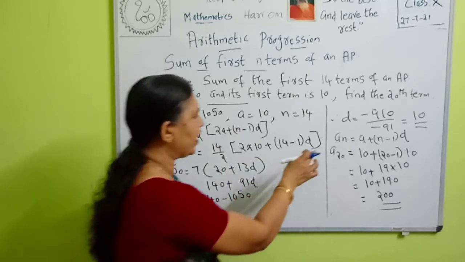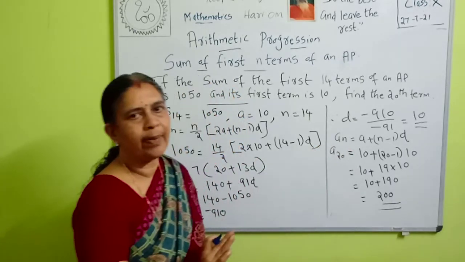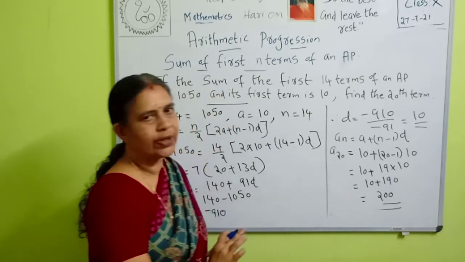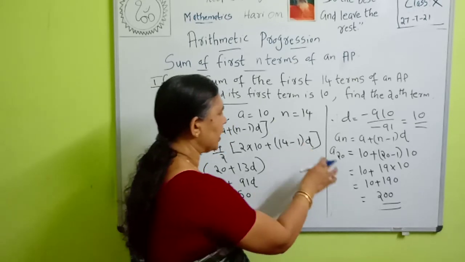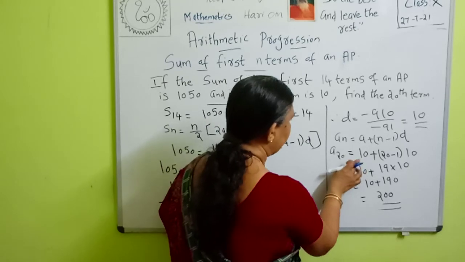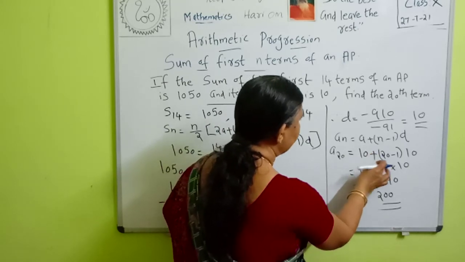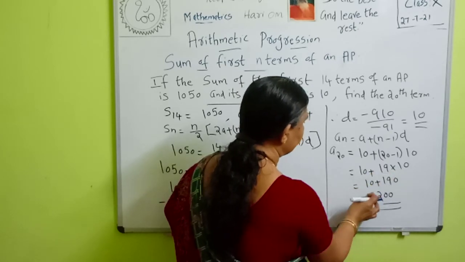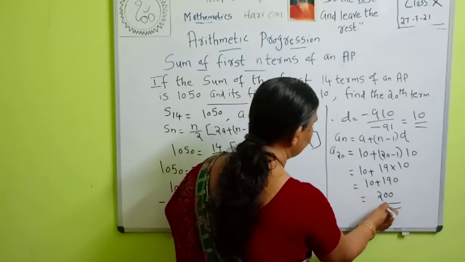The nth term of an AP, an is equal to a plus n minus 1 into d. Therefore, what is the 20th term of the AP? a20 is equal to, instead of a we put 10, 10 plus n is 20, 20 minus 1 into 10. So, 10 plus 19 into 10. That is equal to 10 plus 190. That is equal to 200.